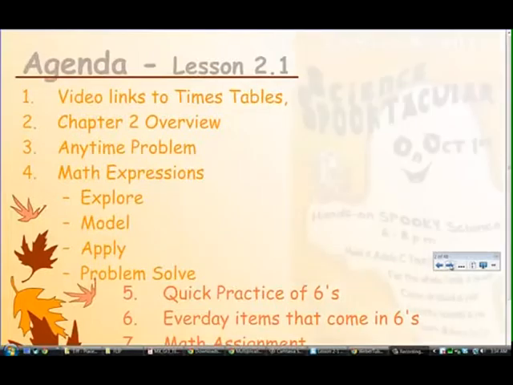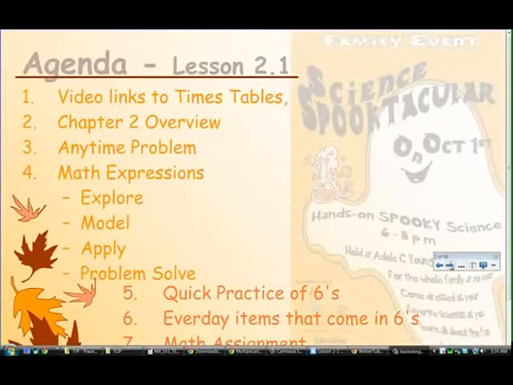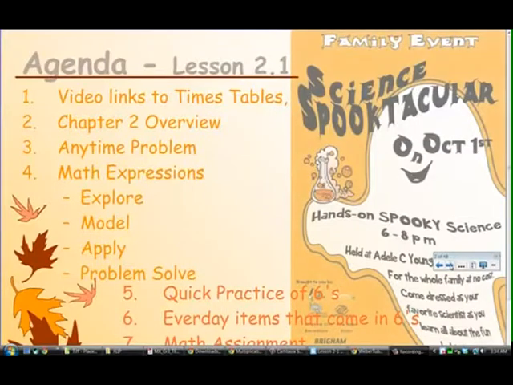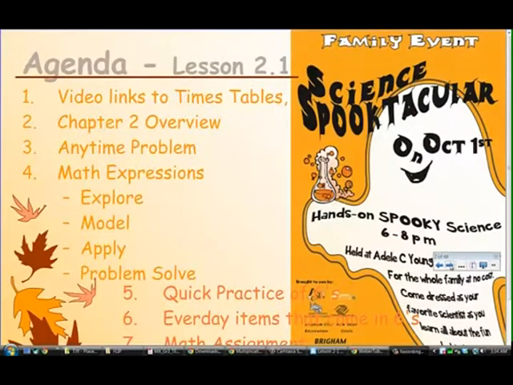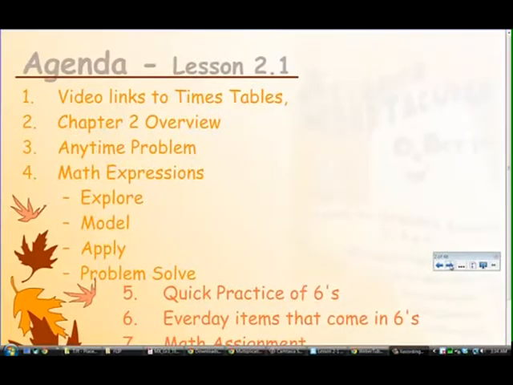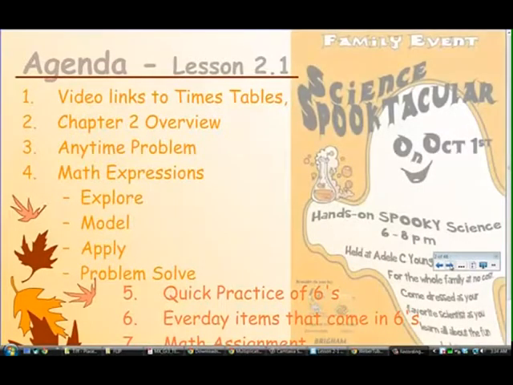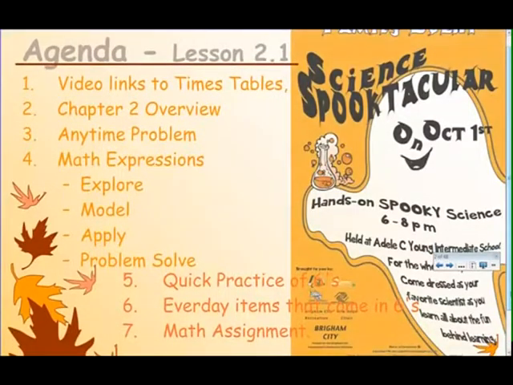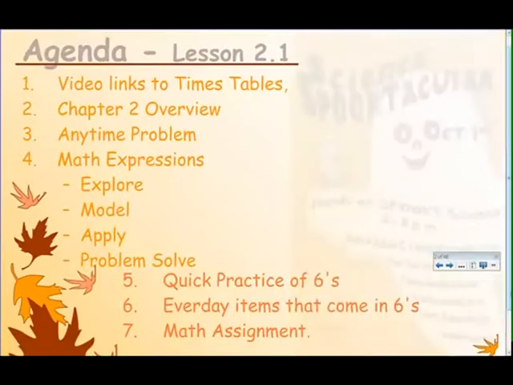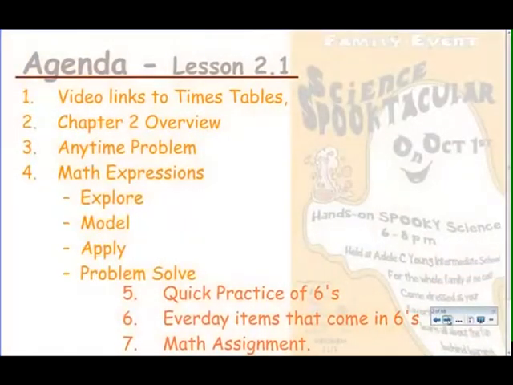To start out today, we're going to look at the times tables and some video links that are going to be on the blog. A quick overview of Chapter 2 will be helpful, especially for those that are wondering where we're at. We're going to do some math problems with the anytime problem, math expressions. We're going to explore, model, apply, and problem solve using the sixes. We're going to do a quick practice with some sixes. One of your assignments will be to bring some everyday items that come in sixes. You'll also have a math assignment. Let's get on with the 6 times table.